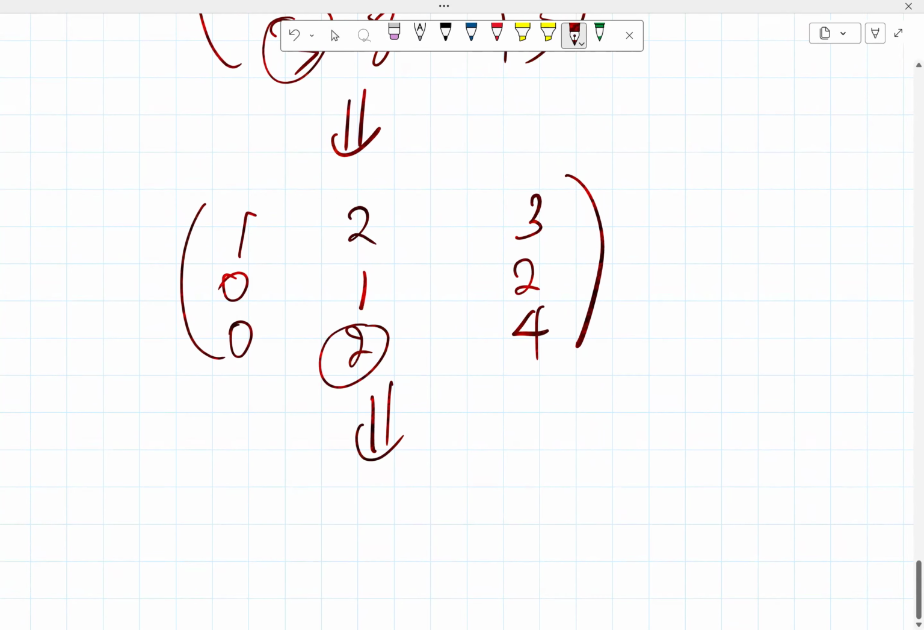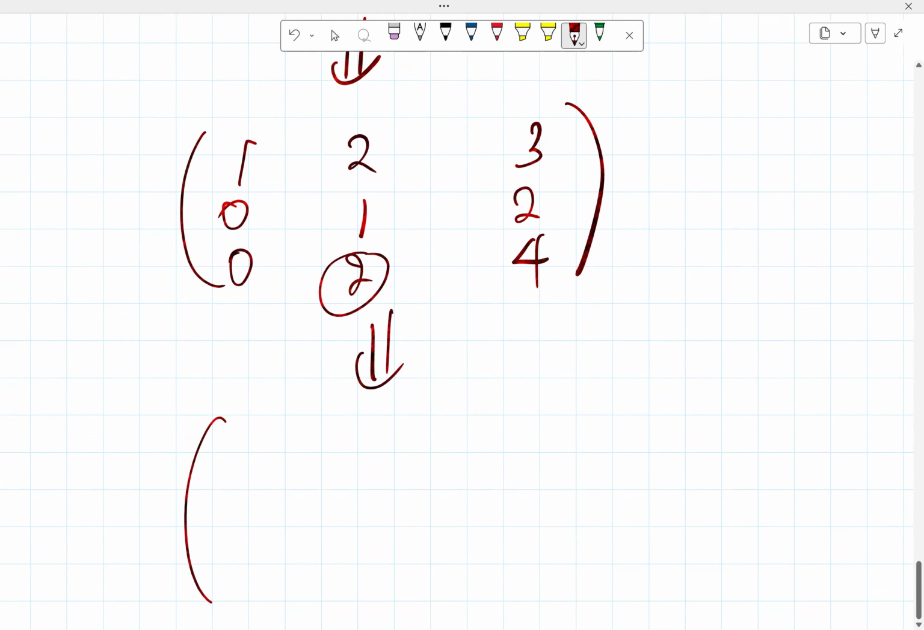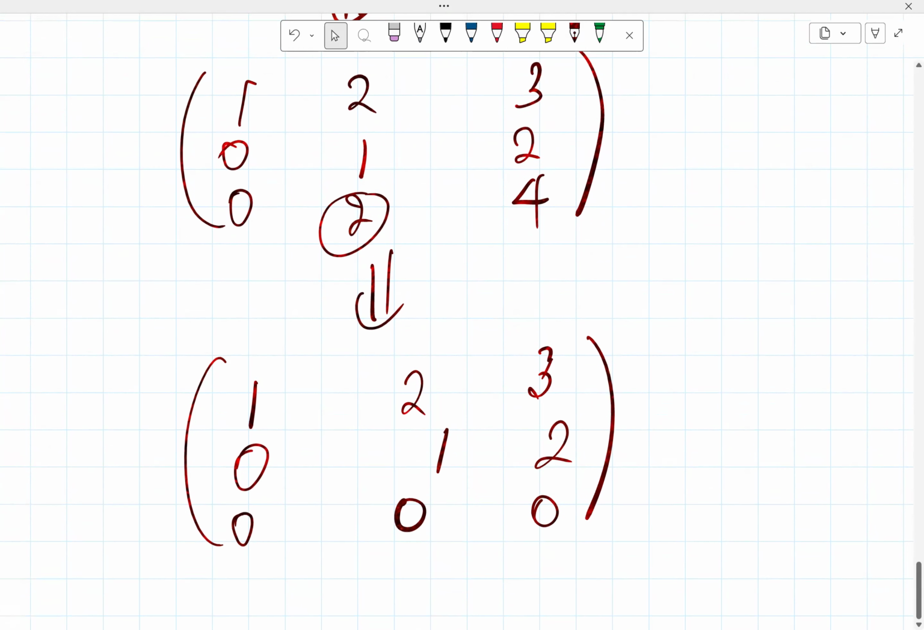So next, I want this to be 0. If I want that to be 0, I have 1, 2, 3. Then this is 0, 1, 2. So we have 2 minus 2 times 1. That will be 0. So 0 minus 2 times 0 is 0. 2 minus 2 times 1 is 0. 4 minus 2 times 2 is also 0. So that's how we see this now.